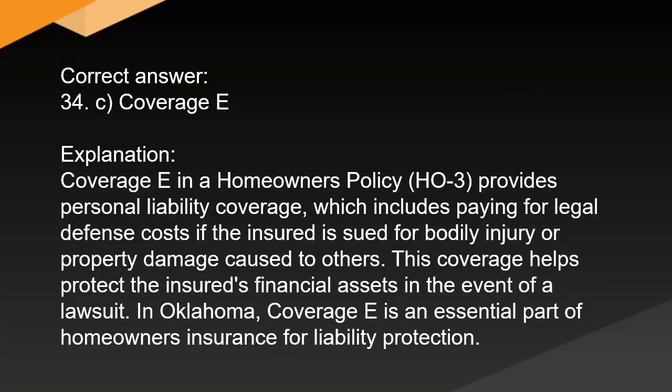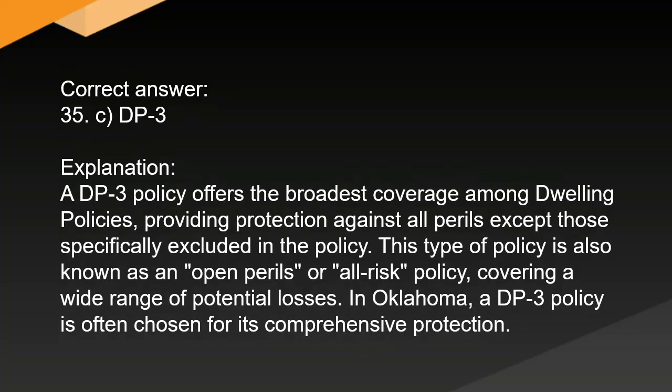Correct answer. C. Coverage E. Explanation. Coverage E, in a homeowner's policy, HO-3, provides personal liability coverage, which includes paying for legal defense costs if the insured is sued for bodily injury or property damage caused to others. This coverage helps protect the insured's financial assets in the event of a lawsuit. In Oklahoma, Coverage E is an essential part of homeowners insurance for liability protection.